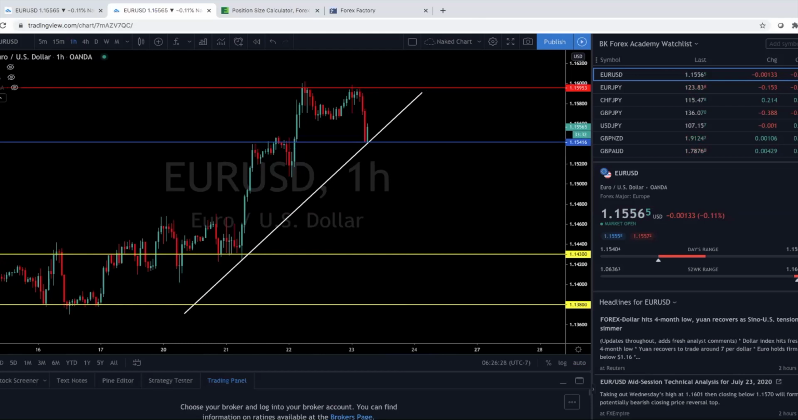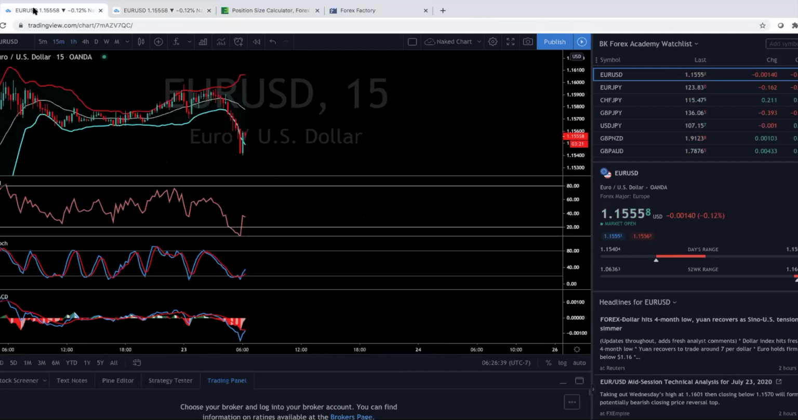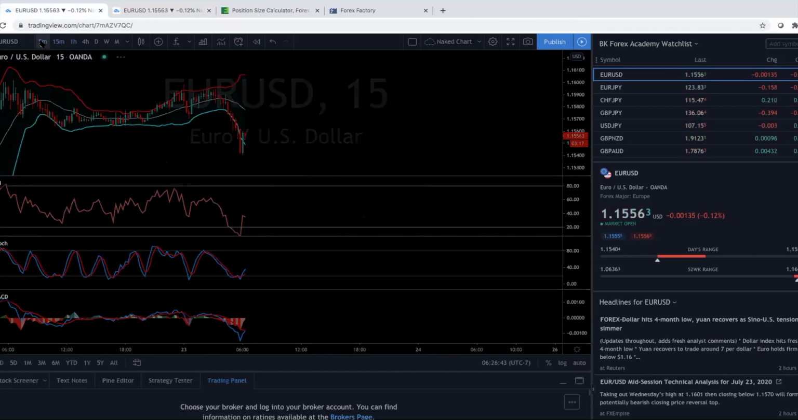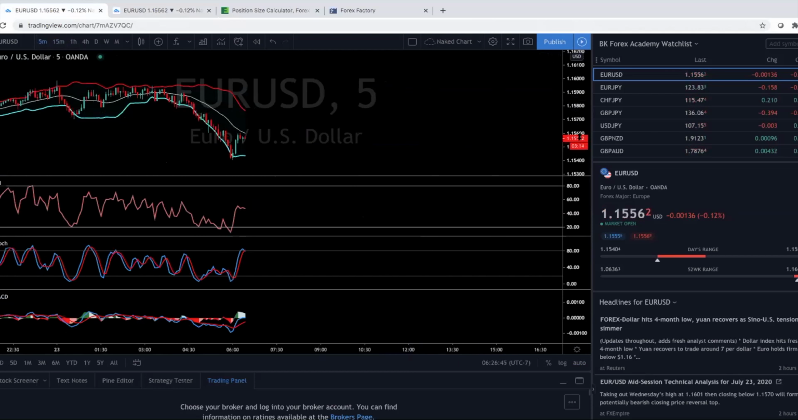What I use is wick rejection. I also use support and resistance, which we have here. I also will use the KiSS indicators. I like to combine this with something called, these are my KiSS indicators, and these are the 4 indicators that I use for confluence, for multiple confirmation.